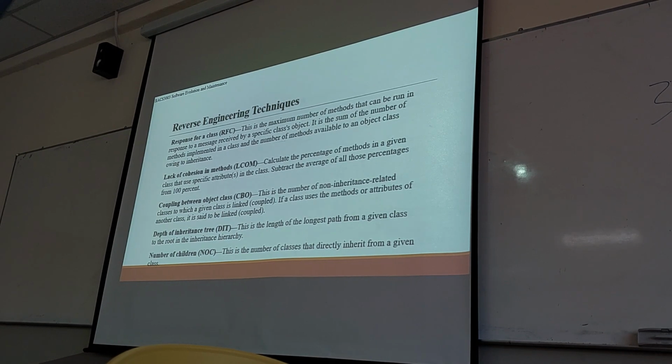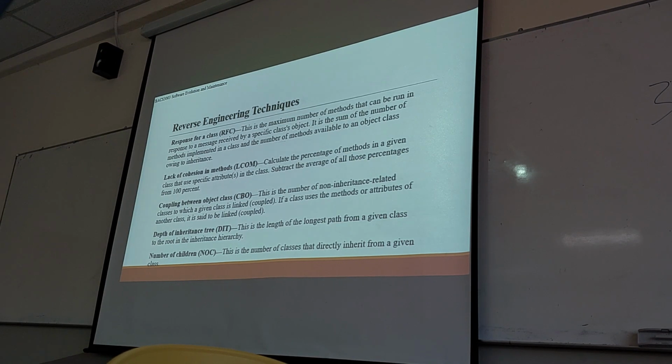Lack of cohesion in method. Cohesion in method means how the methods and the attributes in the class are grouped. Understand? It means how the methods and the attributes within a class work closely together to perform the task. So this is the cohesion in methods.